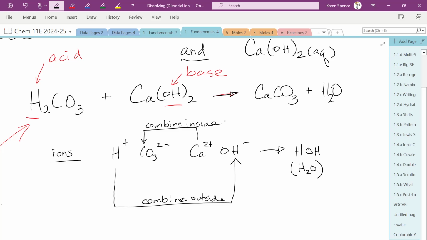That means I'm going to end up with my cation first. Okay, so I've got the calcium, 2 plus, and carbonate is 2 minus, so I just need one of each, so I end up with CaCO3. That's the salt. So you have your acid plus a base gives you salt plus water. And that's your neutralization. Yeah? Acid plus base gives salt plus water.